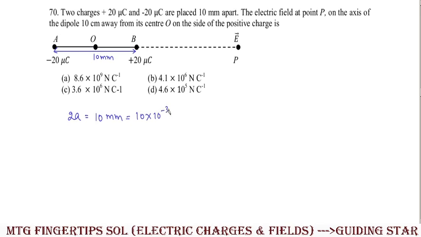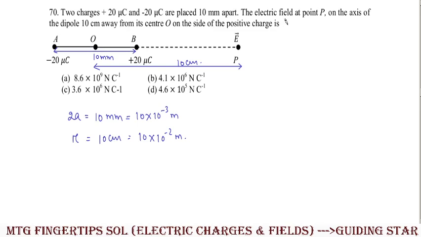Okay, the electric field at point P on the axis of the dipole, 10 centimeter away from its center O. That location P is 10 centimeter from the center. So in this particular case the value of r is given as 10 centimeter, that means 10 into 10 to the power minus 2 meter.